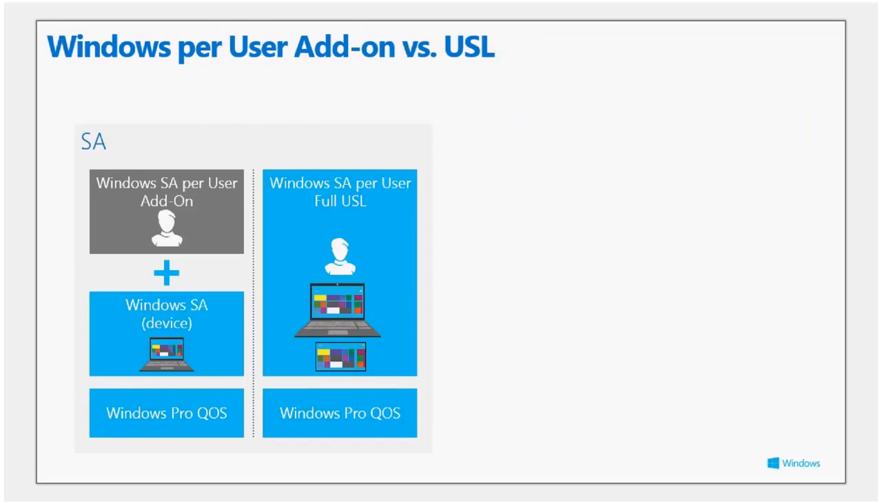Now we're going to talk for a minute about the Windows per user add-on versus the USL, which is a user subscription license. For software assurance, you'll see that both options require Windows Pro as a qualified operating system. On the left shows that customers that currently have Windows SA licensed per device have the option of adding the SA per user add-on. It's a very simple licensing motion. For new or renewing customers, they no longer need to license by device, and it might be simpler for them to just count users and license Windows SA by the full USL.